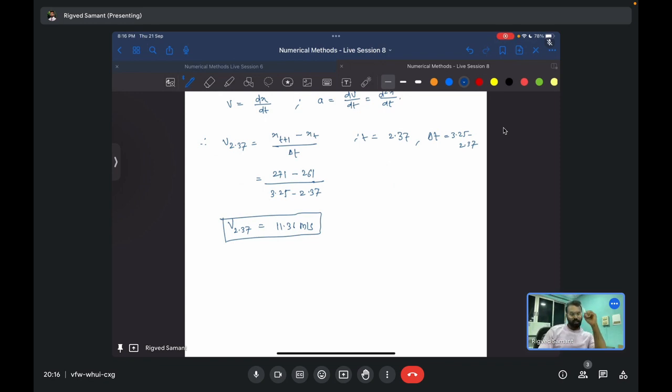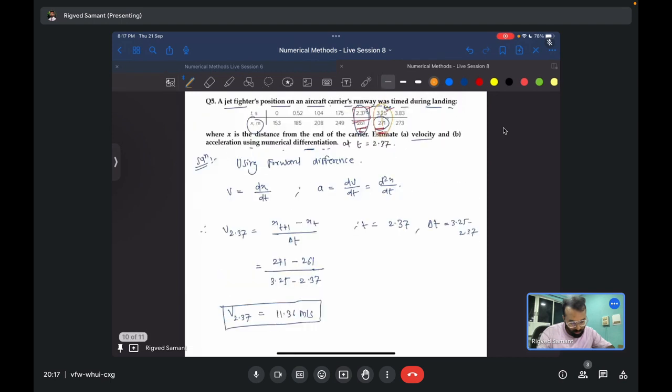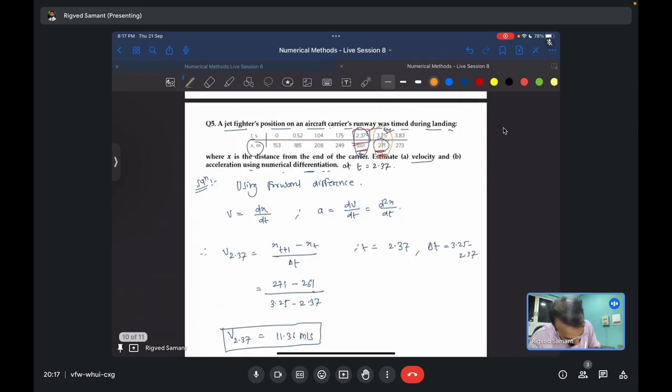Okay. Now the second question asks you to calculate acceleration at t is equal to 2.37. To calculate acceleration at this point, you need the velocity at this point and also at this point. So to get the velocity at this point, we again have to do the similar procedure at 3.25. So you have one more velocity column. In this velocity column, one value you have got and the second value you will get.